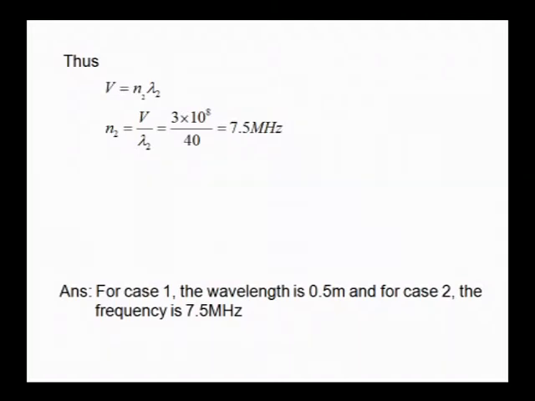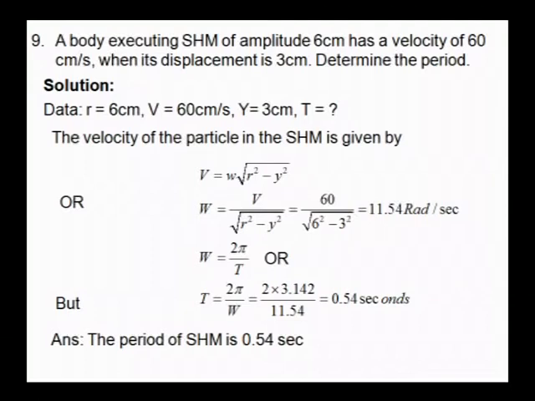The next problem: a body executing simple harmonic motion of amplitude 6 centimeter has a velocity of 60 centimeter per second when its displacement is 3 centimeter. Determine the period. So, here we are asked to calculate the time period of the simple harmonic motion. So, the data given to us is the amplitude r is equal to 6 centimeter, the velocity is 60 centimeter per second, the displacement y is equal to 3 centimeter, time period is what?